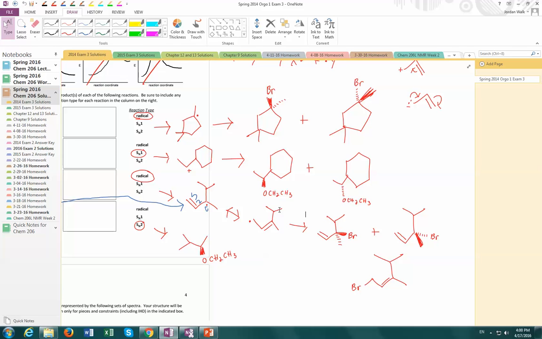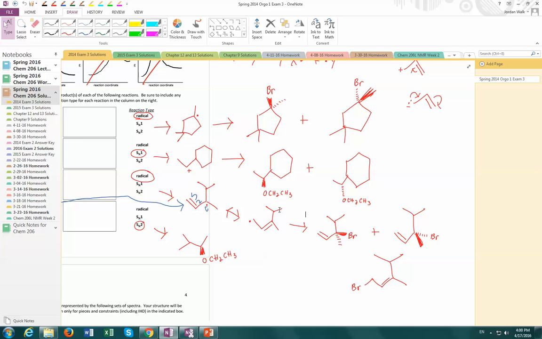And again, I wouldn't ask for major, minor. I would just ask you for possible products. So you would list all 3. Yeah? In the ethanol one, wouldn't there be a hydride shift? There could be.